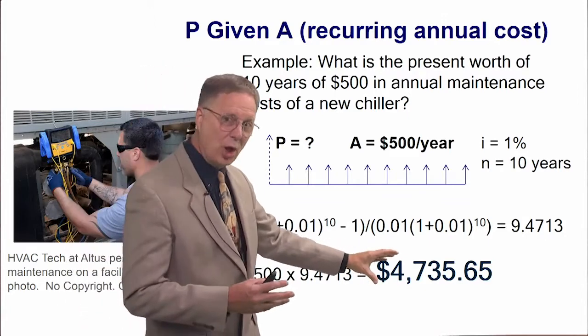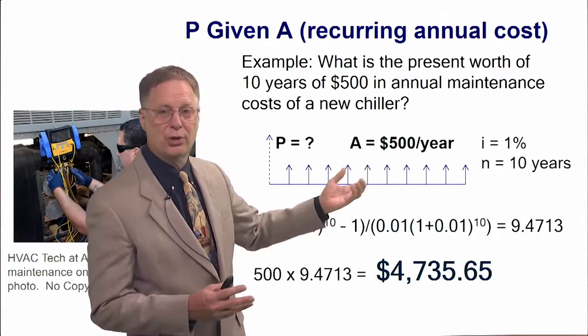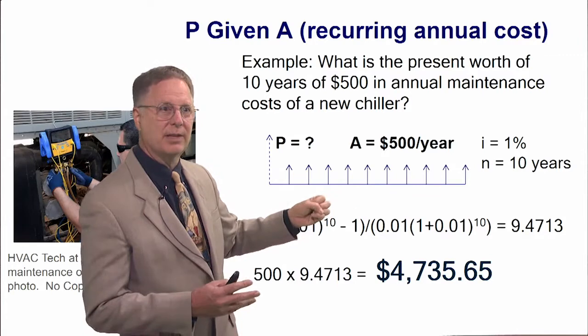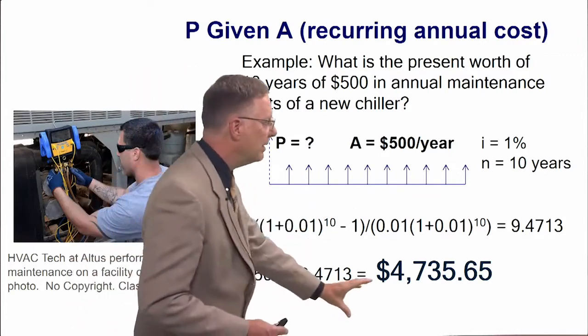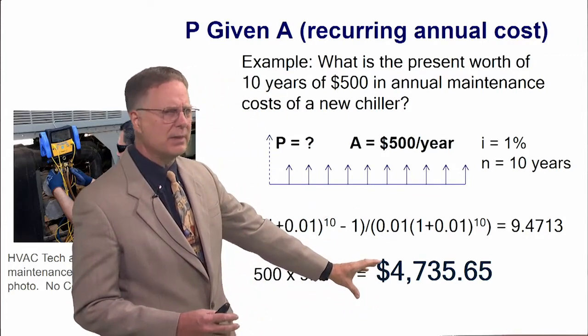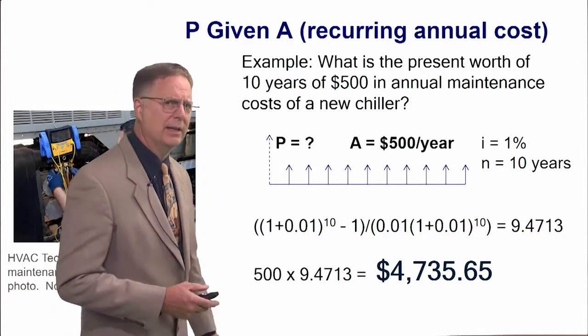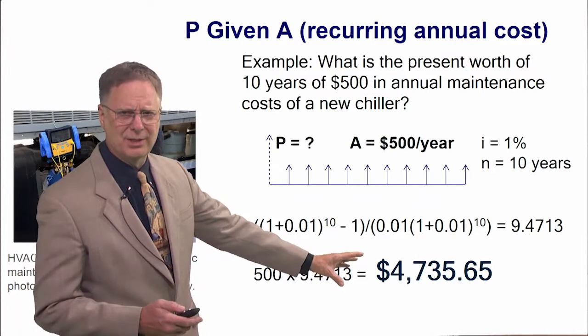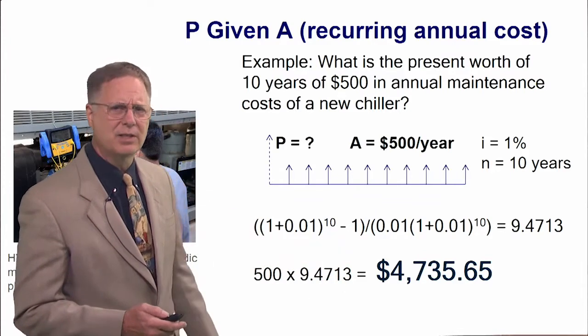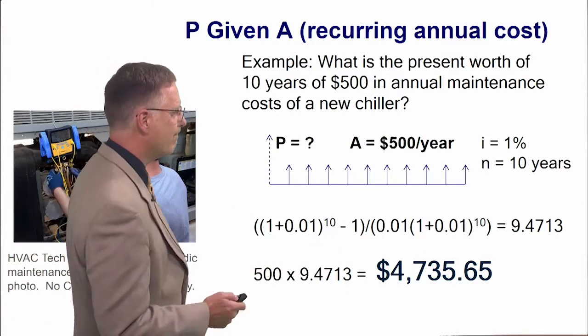$4,730, that's close to $5,000 because it's a shorter term. It's only 10 years. We're not looking at something that's got 25, 30 years. But that's close to $5,000, but it's not $5,000. And when you add all these things up, those little differences make a big difference.